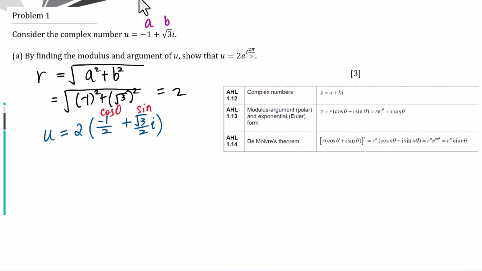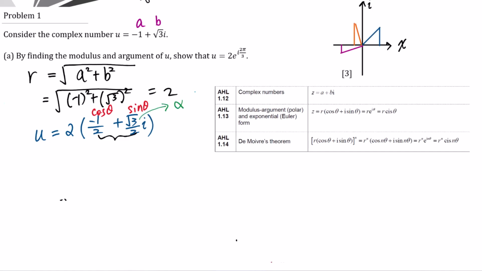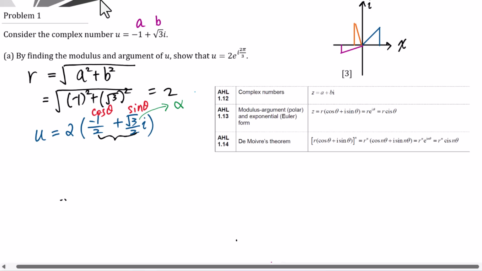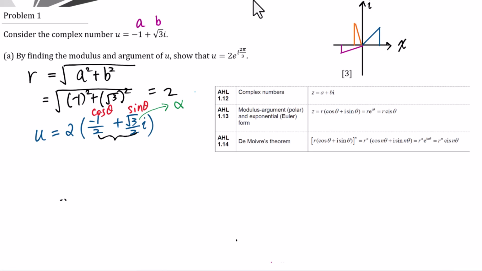This is a cosine theta, this is a sine theta. We use sine theta to decide the reference angle. Let's talk about the reference angle. When the opposite side is square root of 2 over 2, the reference angle is 45 degrees, which is pi over 4.